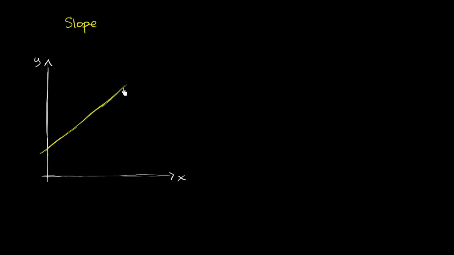So the more inclined the line is, the more positive of a slope it would have. So this right over here has a positive slope. It's increasing as x increases. And if this had an even higher inclination like this, if it increased even more as x increases, then it would even have a higher slope. So this right over here is some line.